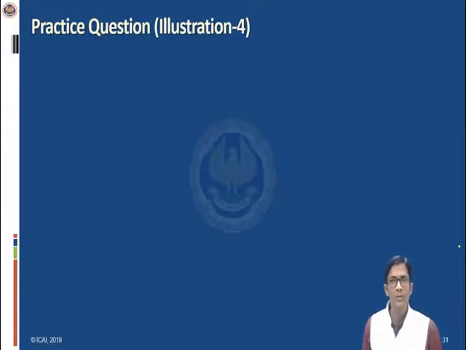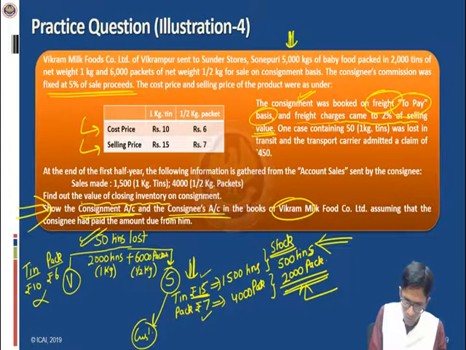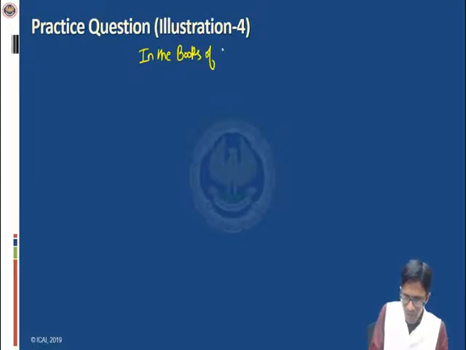That means we'll draw the ledger account, and as per the question we had to draw the ledger account in the books of the consignor, and the consignor is, we'll call him V. The consignor's name is Vikram Milk Foods Company Limited, and I am drawing the consignment account in the books of Vikram. I'm writing it in short as V. So in the books of V, we are drawing right now the consignment account.